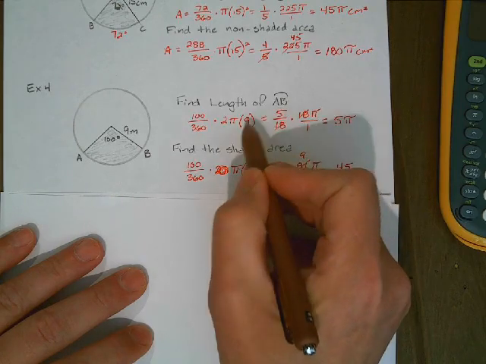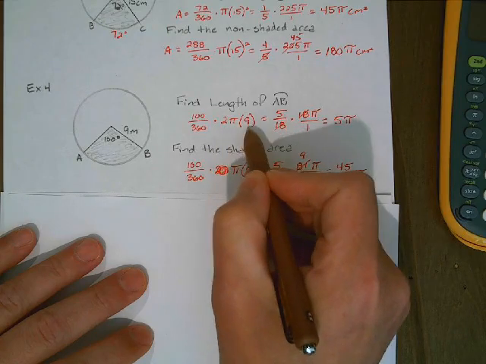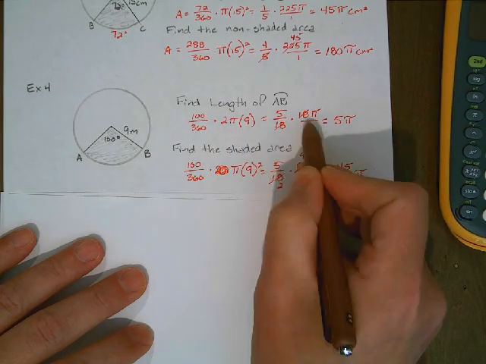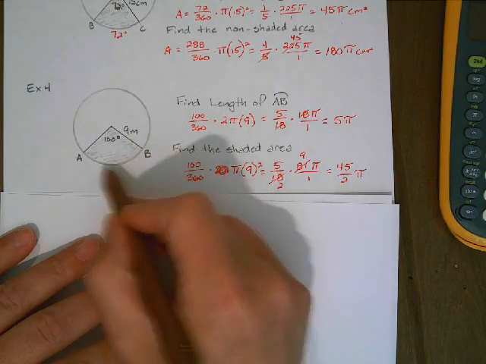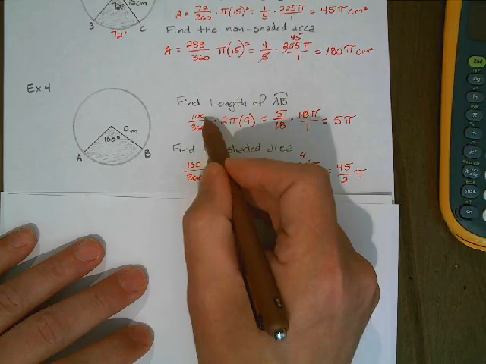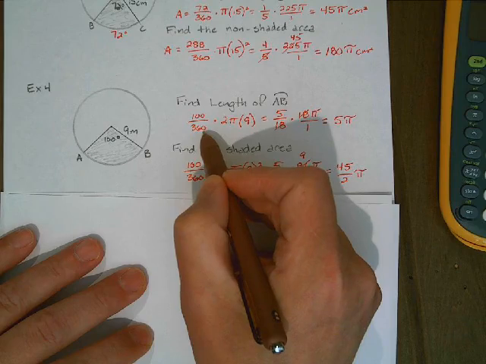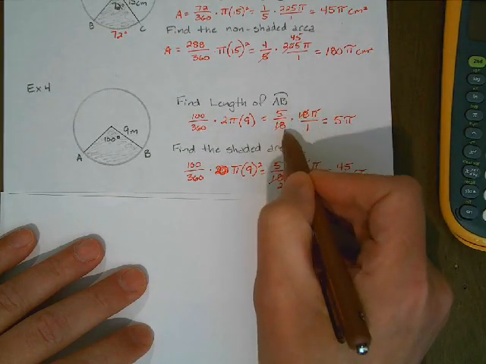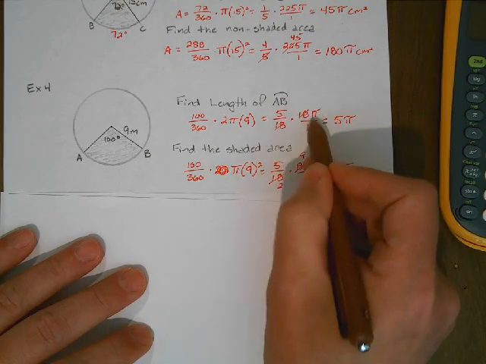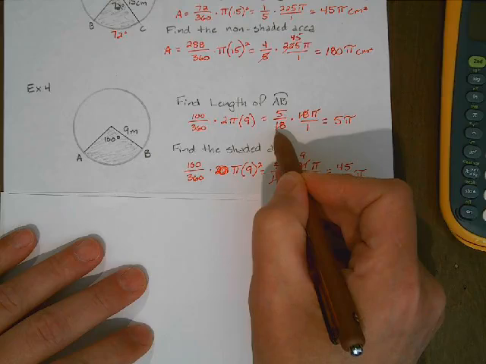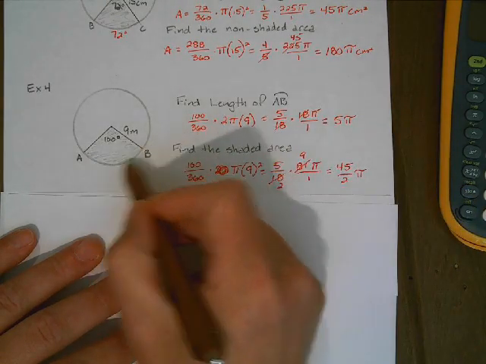Length is based off of circumference. So my circumference is 2 pi times 9, which is 18 pi. And then the measurement of that arc is 100 degrees out of a total possible of 360 degrees. That reduces to 5 over 18. So if I take 18 pi, multiply it by 5, and then divide by 18, I get 5 pi. So that's the length out there.